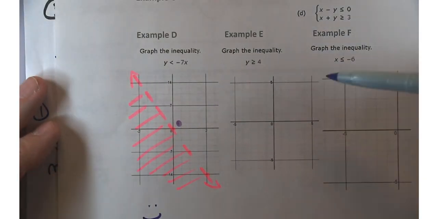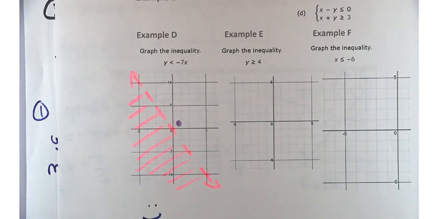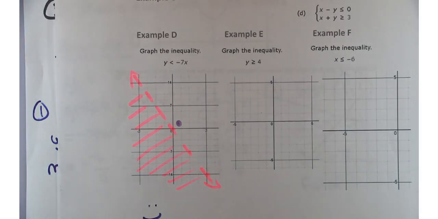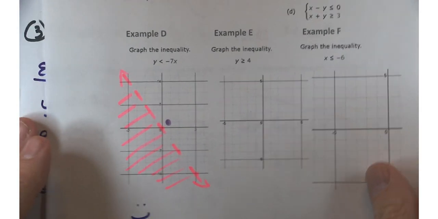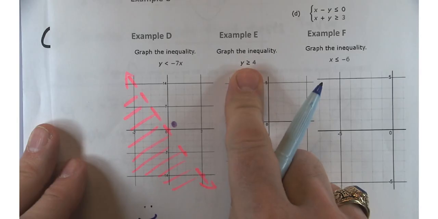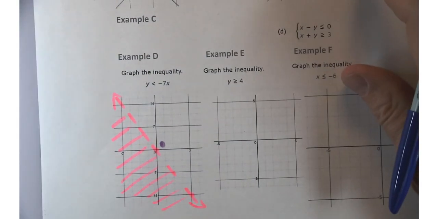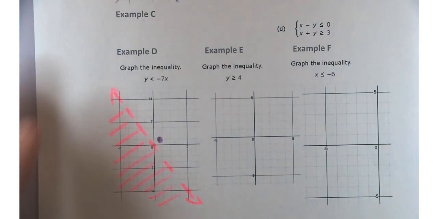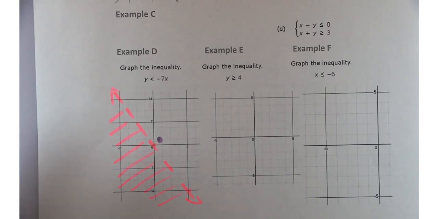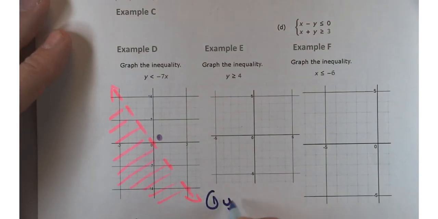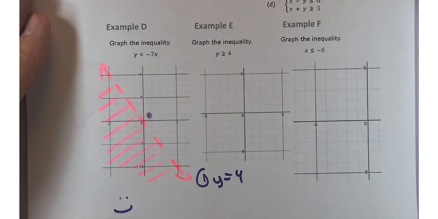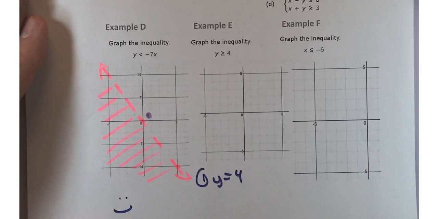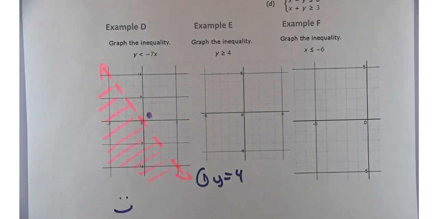Let's move on to example E and talk about a couple basic graphs that you should hopefully be pretty comfortable with, if not familiar with. Let's move on to y is greater than or equal to 4. Okay. Well, the first thing we're going to do is graph y equals 4. Can anyone tell me what that graph would look like? Yeah, a nice horizontal line.